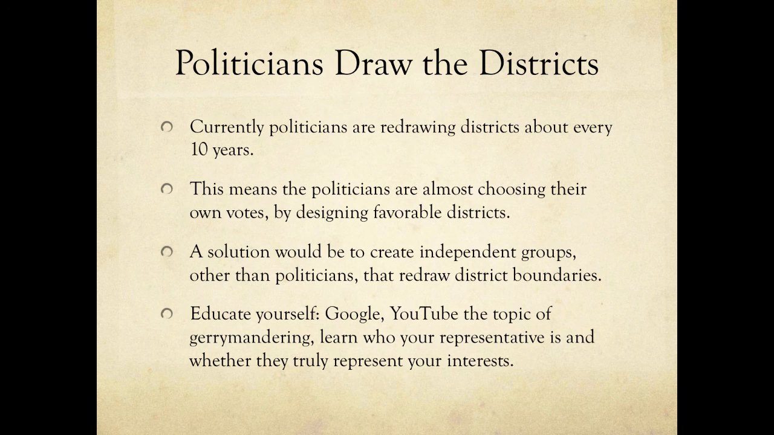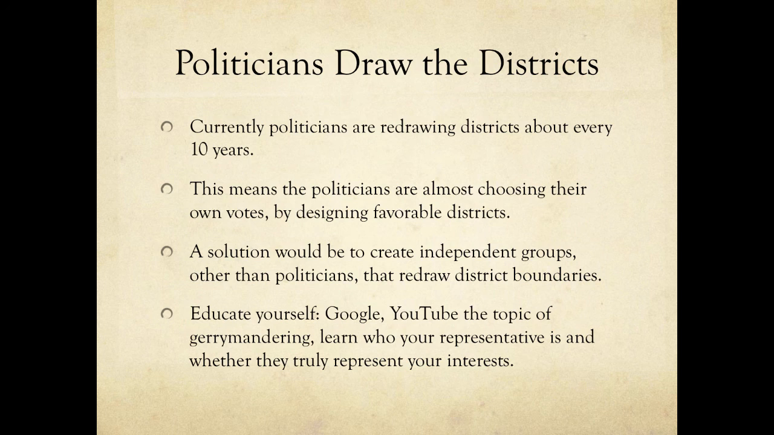So the real fundamental flaw here is currently in this country how politicians are drawing these districts. It's done about every 10 years after the census. The districts are redrawn. This means that politicians are almost choosing their own votes by designing these favorable districts, and a solution would be to create independent groups, not politicians, or groups that are representing equally both political interests, and have these independent groups redraw district boundaries.